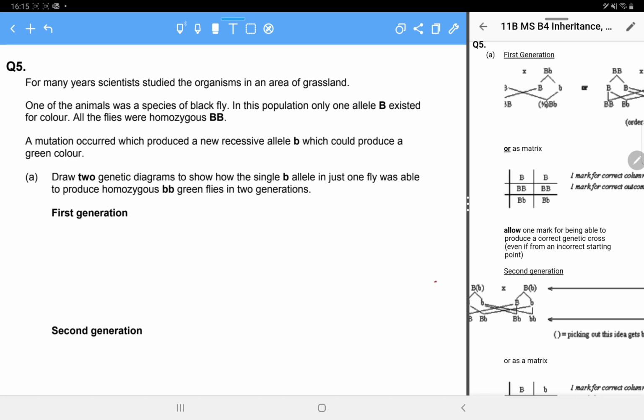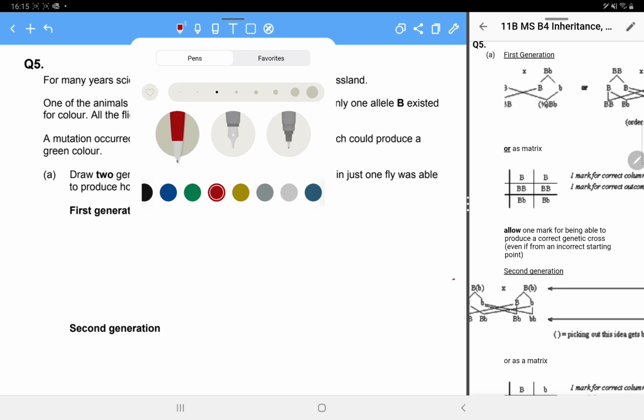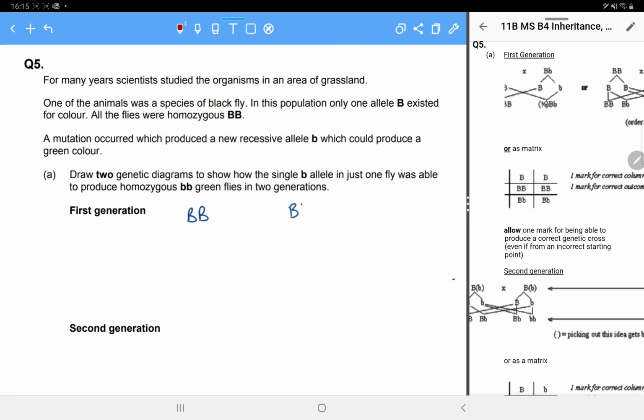Draw two genetic diagrams to show how the single b allele in just one fly was able to produce homozygous, double recessive, small b, green flies in 2 generations. Okay, so this is actually very straightforward. All the black flies were big B, but then one day there was a mutation in which we got a small b. And these two flies would have mated together.